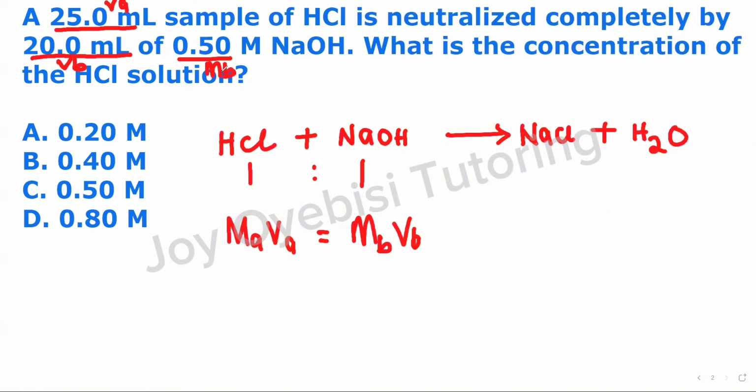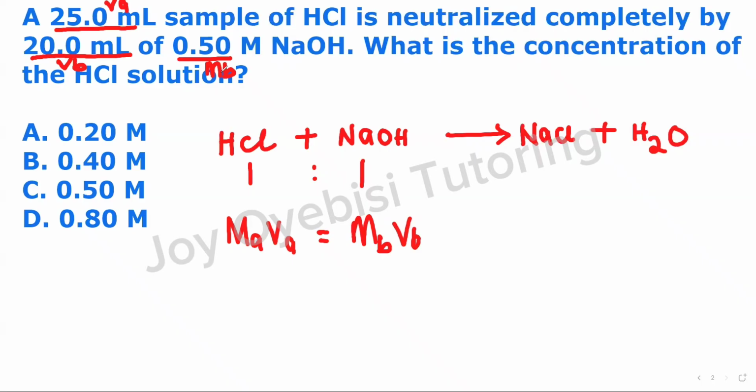Now, just for those that don't know what M means, M here is molarity, which is the same as molar concentration. In some countries, they would rather use C, the same thing. C is concentration as well, okay? Molarity and concentration are the same thing. So we're going to then go ahead and substitute these values into this to solve for the unknown.